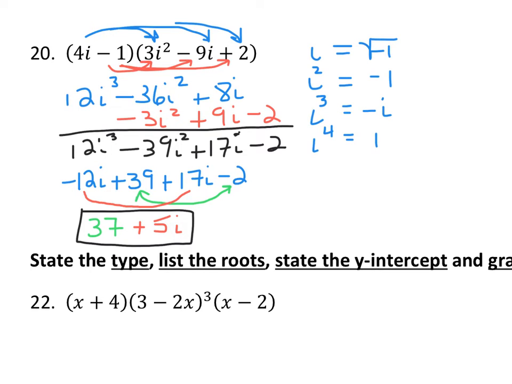Now I combine like terms because my negative 12i and my 17i can be combined. So I combine them together to make 5i. And I combine the 39 with the negative 2 to make 37. Make sure you're writing this in the correct order. Okay, the real number goes first, the imaginary number goes second. So it's always a plus bi.